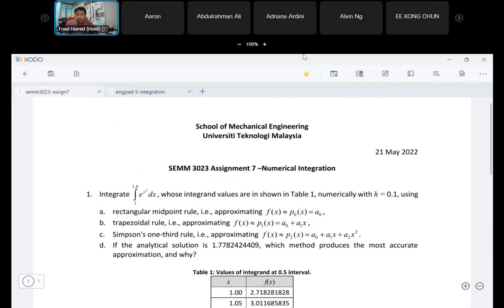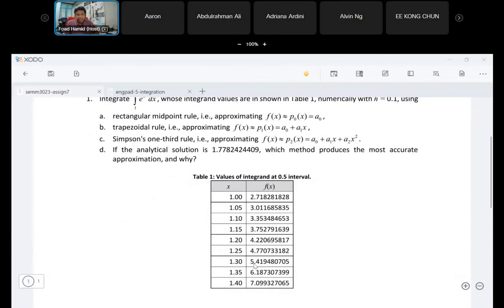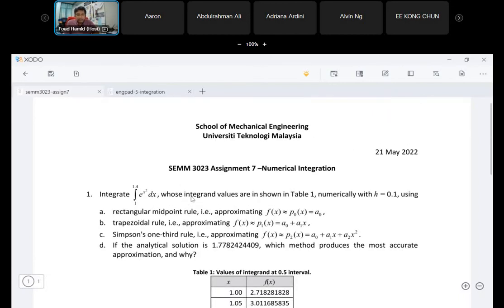So what we are going to do here is to integrate this function from 1 to 1.4, and the values of e to the power of x squared are given in this table, at 0.5 interval, or h equals 0.5. Whose integrand values are shown in Table 1 numerically.